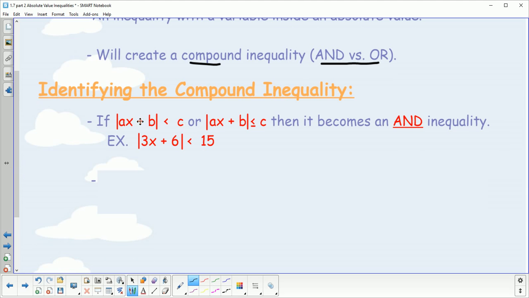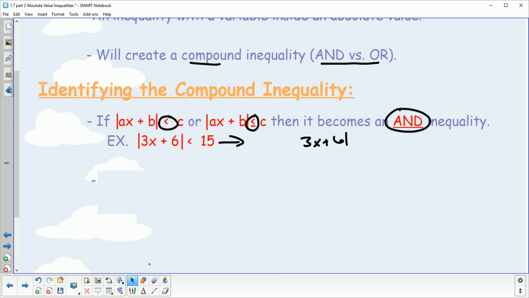So anytime you have the less than or the less than or equal to symbol, that's the important piece. Less than or equal to becomes an and inequality. So this one, for example, we would write as, we're going to lose our absolute value. So we're going to have 3x plus 6 is less than 15, and because it's and, we're going to make it greater than the opposite of this, negative 15.